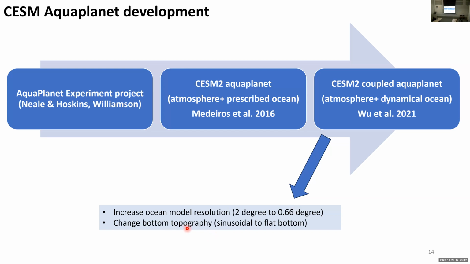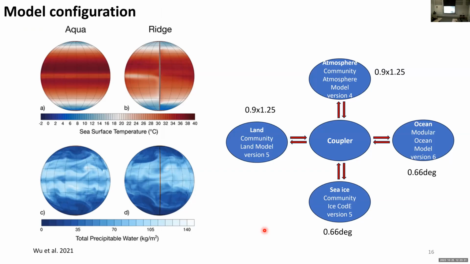And then we change the bottom topography from sinusoidal to flat bottoms to simplify the bottom friction. The details of our model configurations are shown in the figure on the left. The aquaplanet is the water-covered planet, and we added a very narrow, 1 degree wide ridge continent from the North Pole to the South Pole. In our coupled aquaplanets, we include the atmosphere, ocean, sea ice, and land, and they communicate with each other every time step through the coupler.